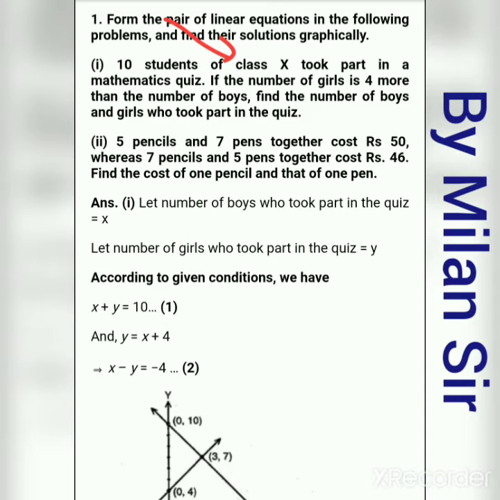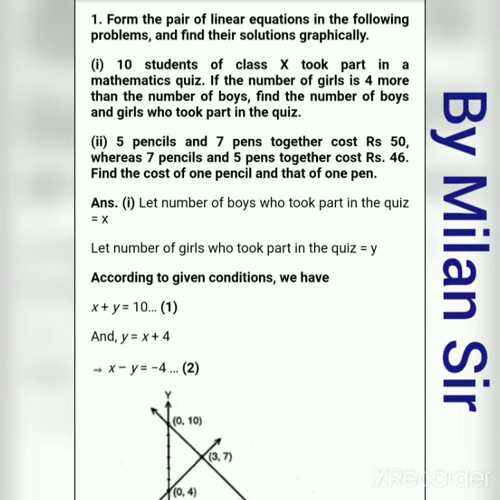Here in total we have two things. First one is the number of boys and second one is the number of girls. So we assume the number of boys is equal to x, and the number of girls is equal to y. So these are our two variables x and y. Now we need to form the linear equations. Because it is a linear equation in two variables, we require two equations to solve this question.